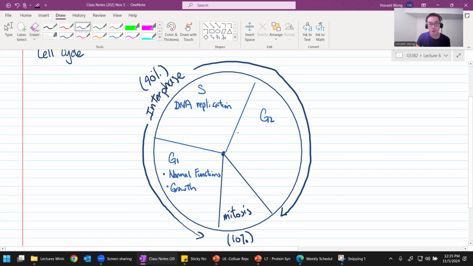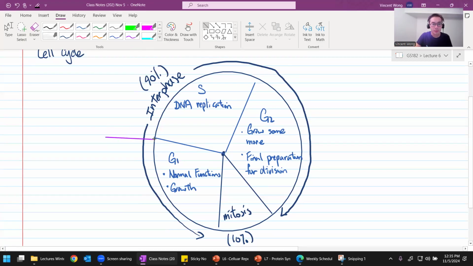And then in G2, you're going to grow some more, and then final preparation for division. Okay. This is it. This is the final stage. You gotta make sure that you have all the resources that you need to finally do the division. Okay. All the while, the cell is still able to be performing its normal function. Okay.